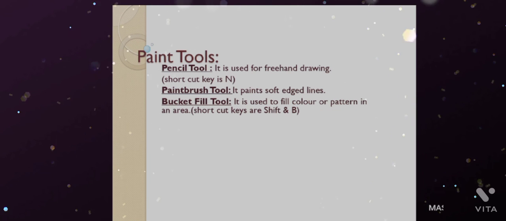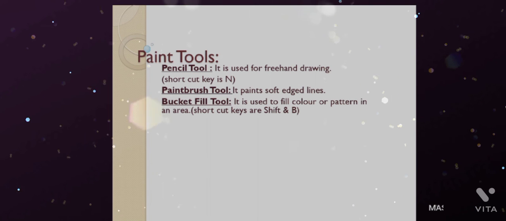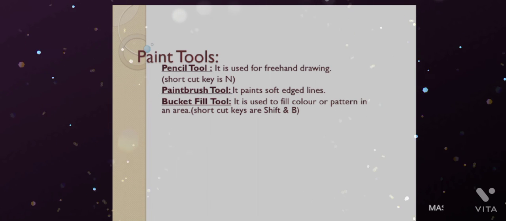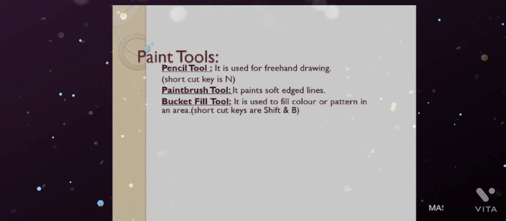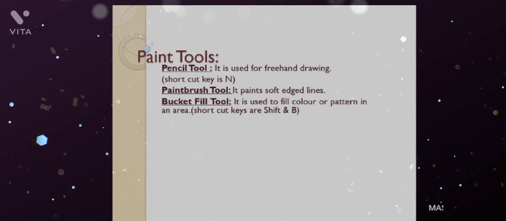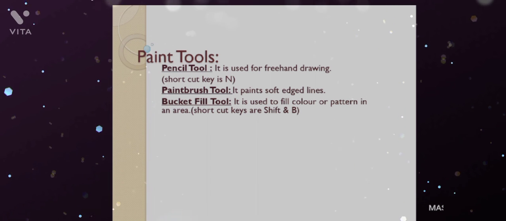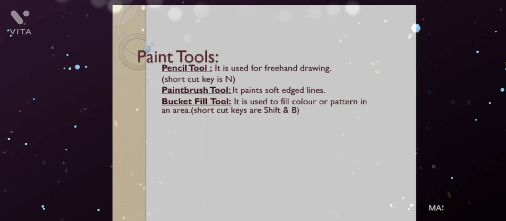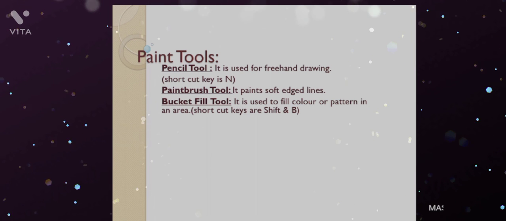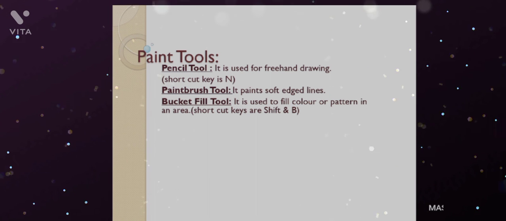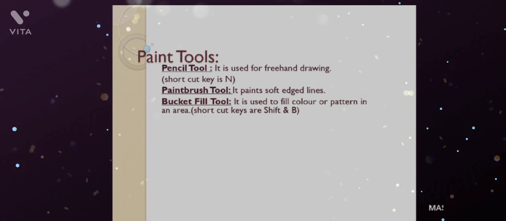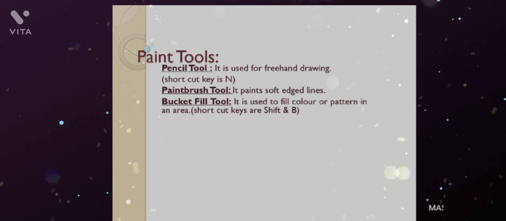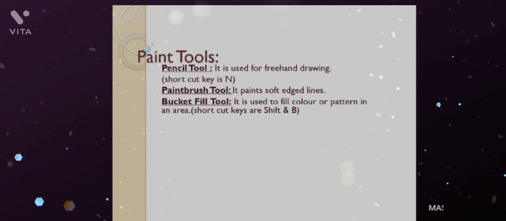Paint tools. In the paint tools, again we have 3 different options. Number 1 is the pencil tool. It is used for freehand drawing, and the shortcut key for the pencil tool is N. Paintbrush tool paints soft edged lines.